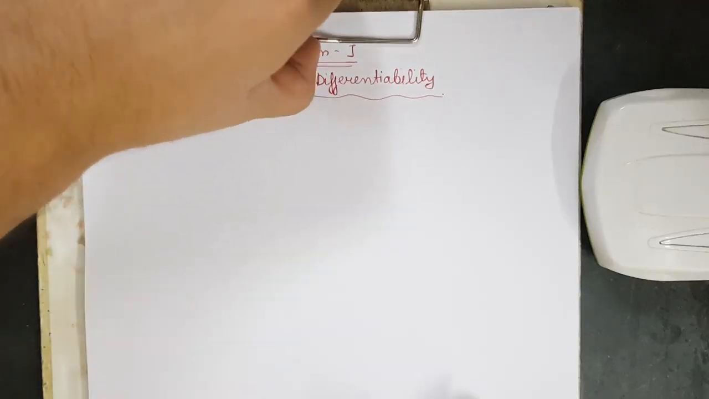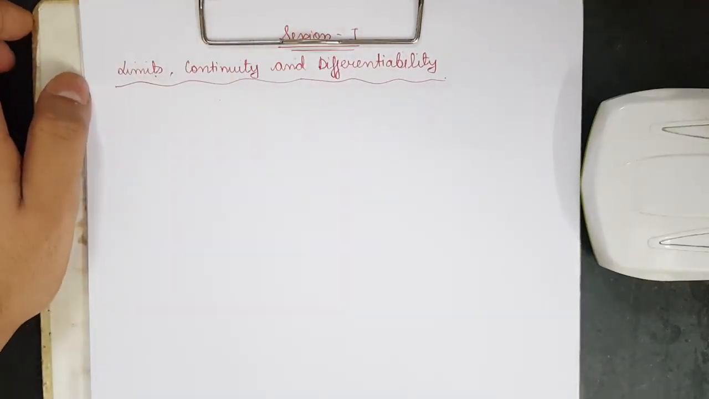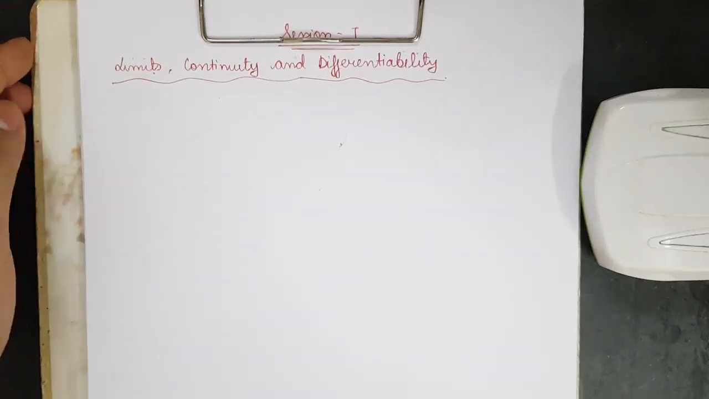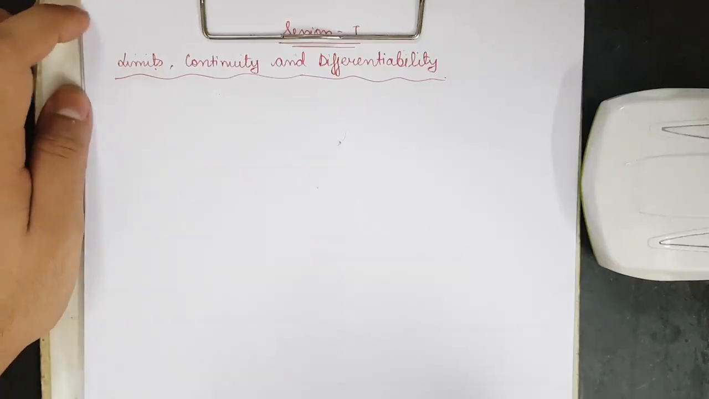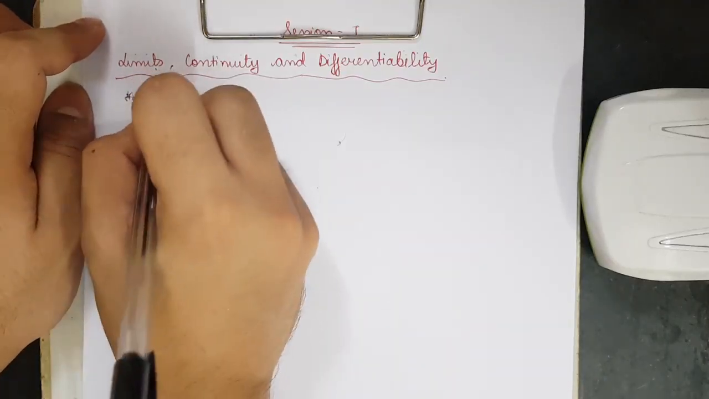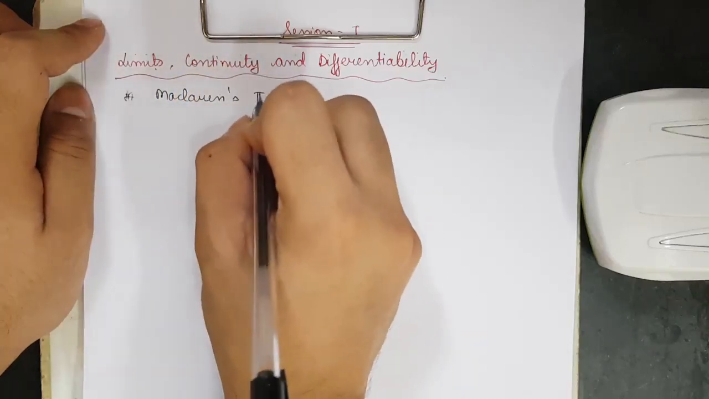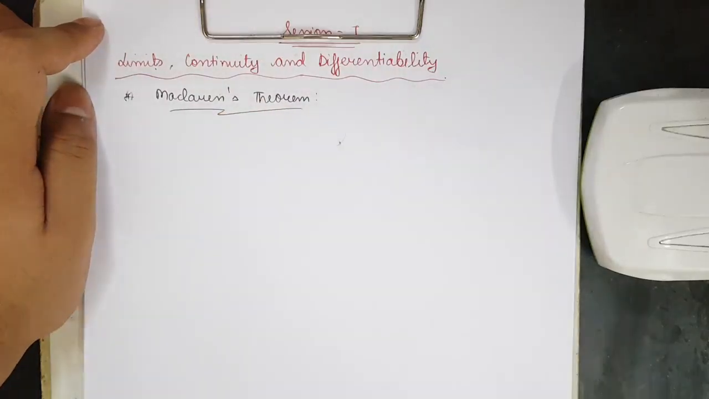First of all, let us quickly revise the formulas and the important theoretical concepts for the chapter limits, then continuity, then differentiability. I shall also take some important questions for functions on it. So first of all, let us begin with the limits. The most important formula which you must know for the limits is Maclaurin's formula, or basically Maclaurin's theorem, because it will be used extensively in deriving all the equations, all the theory that you have learned.